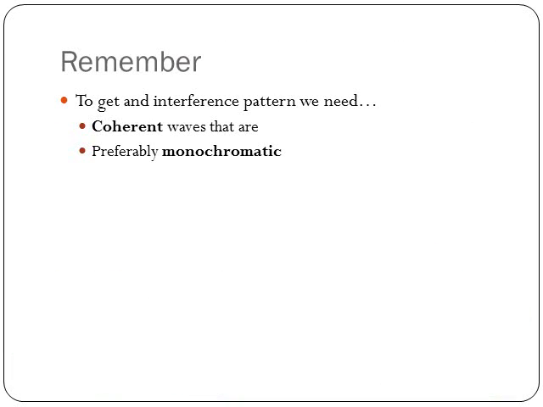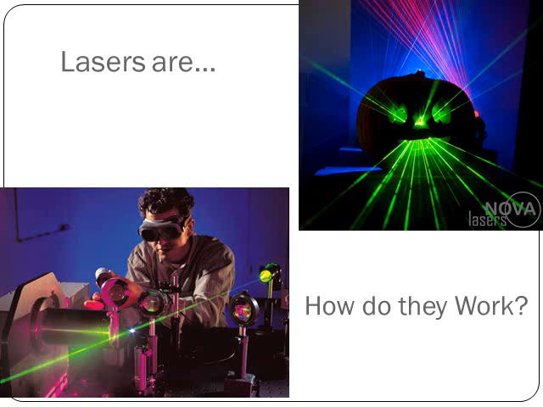So remember, in order to get an interference pattern, we need coherent light and preferably monochromatic, so one frequency. So how exactly do we get that? Well, the main way we get that is with a laser. Lasers create monochromatic light, so a single frequency. That light is coherent and it's directional. So we are now going to learn about how lasers work in our next video.